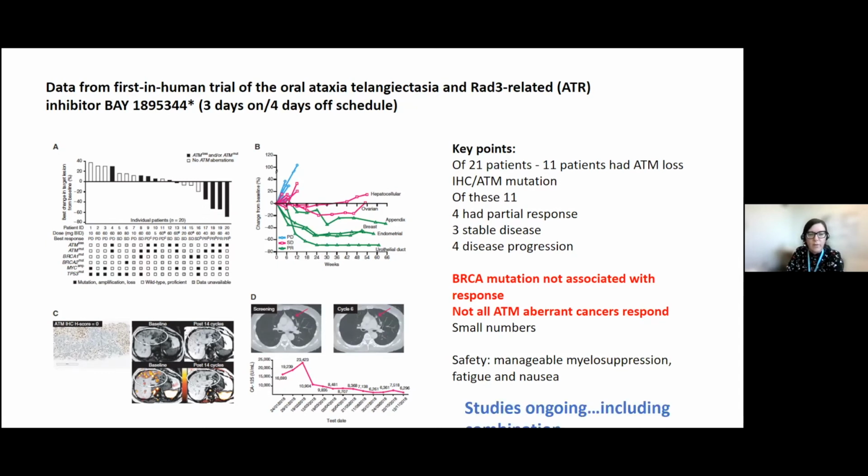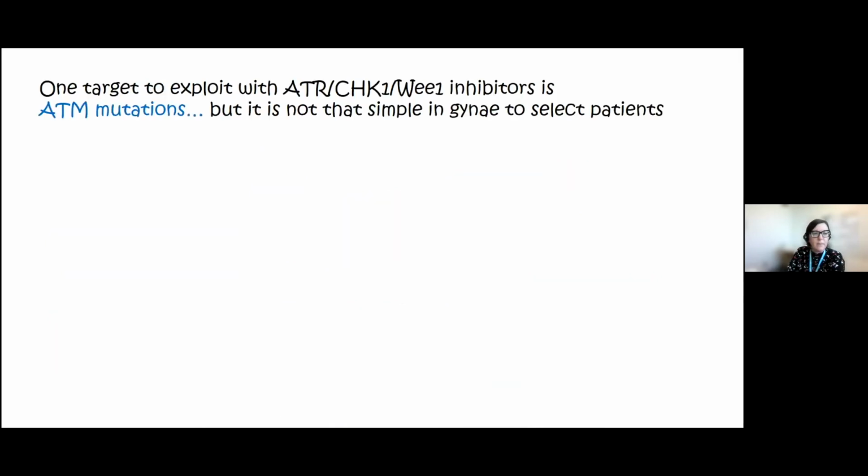These studies are ongoing, and a lot of the ATR inhibitor studies are looking now in combination, such as with other DDR inhibitors and also with immune checkpoint inhibitors. And I'm not going to show those or talk about that. So, as I said, it looks like ATM is a good biomarker for targeting the ATR CHEK1/WEE1 axis, but it's not that simple in gynecological cancer patients.